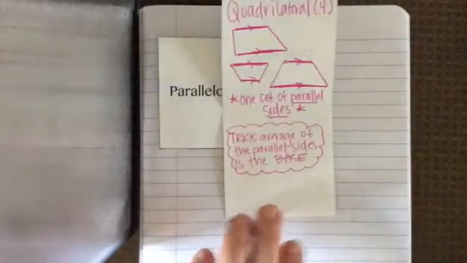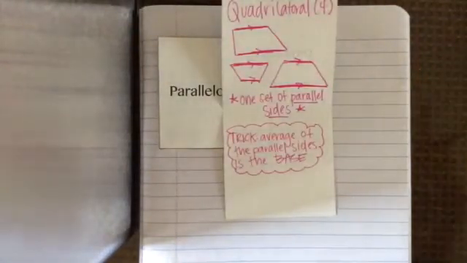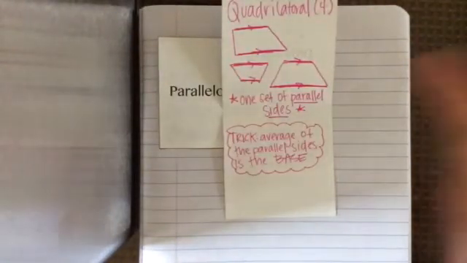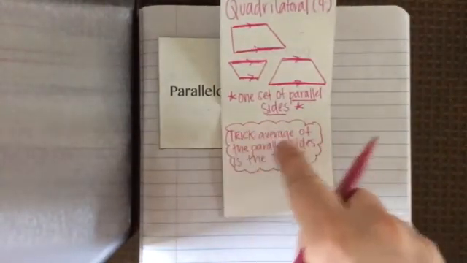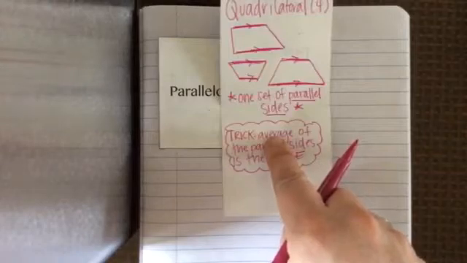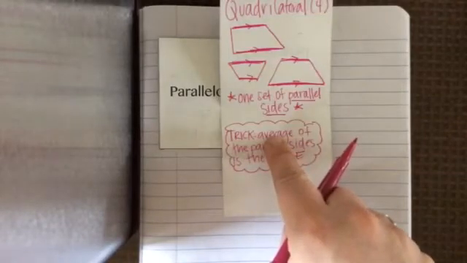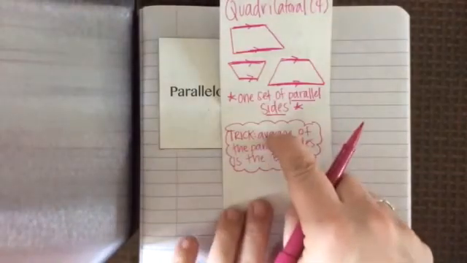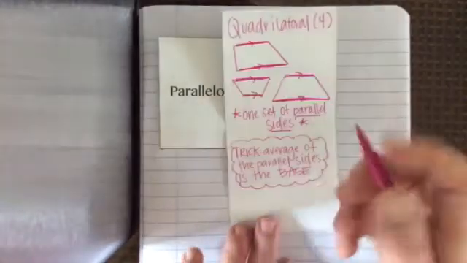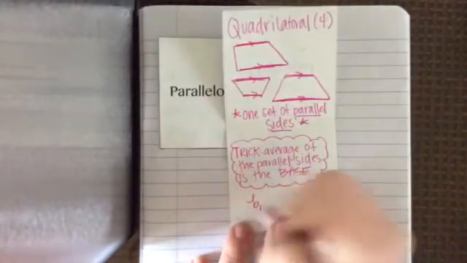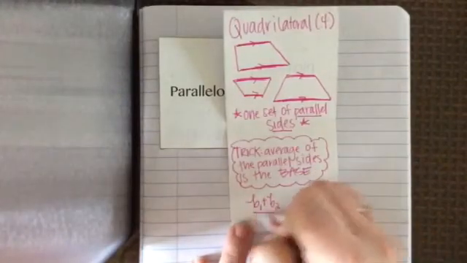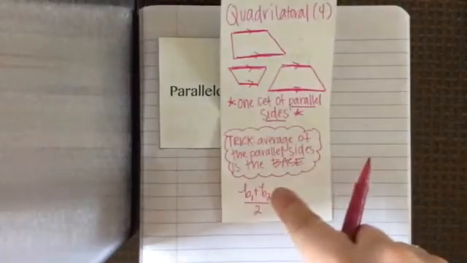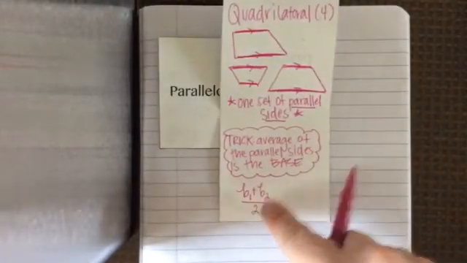Because the formula is not base times height. It's a little trickier because your base is the average of the parallel sides. How do you find the average of something? You add them up and divide by 2. So for a quadrilateral, you do base 1 plus base 2 divided by 2. Base 1 plus base 2 divided by 2 is your base.